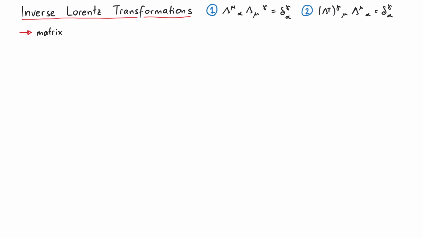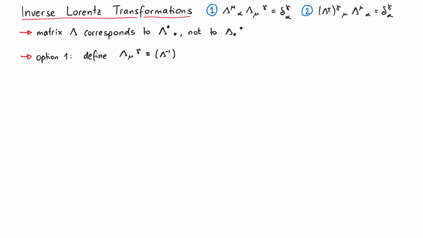The matrix lambda corresponds to the upper-lower index position, not to the lower-upper one. We have two options to deal with this equation. One is to simply define that the lower upper lambda is equal to the inverse Lorentz transformation with exchanged indices, such that the equation can really be seen as lambda inverse times lambda is 1.